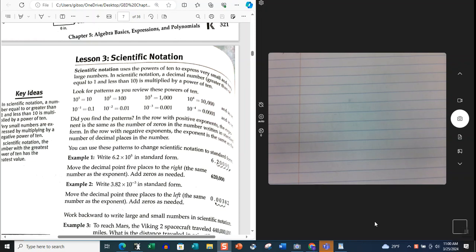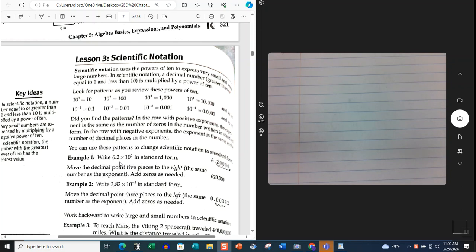Now, what I'm going to do when I deal with scientific notation is go through the exercises instead of giving you a lot of definitions, so that you can see how it actually works. But one thing I do want to point out to you is a pattern here with scientific notation.